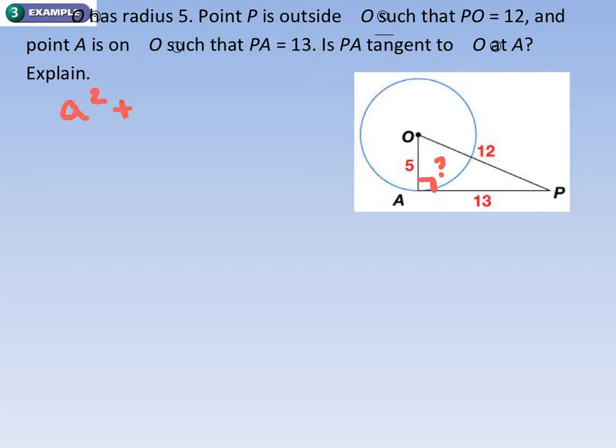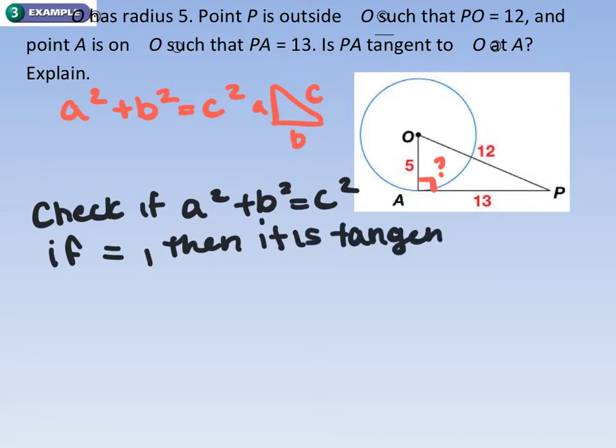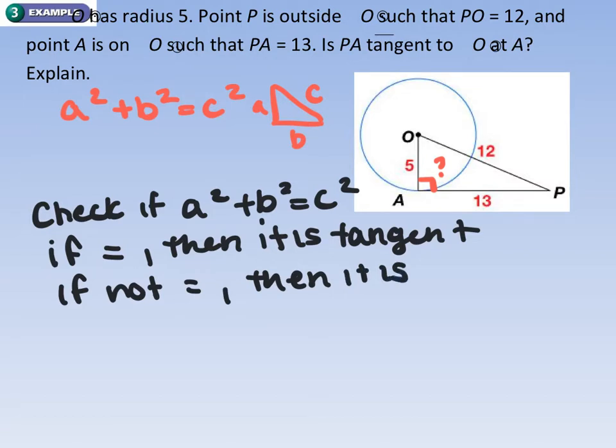we use the Pythagorean theorem. So a squared plus b squared equals c squared, where c is our hypotenuse and a and b are the legs. So in order to determine this, we're going to check if a squared plus b squared equals c squared. If it's equal, then it is tangent. If it's not equal, then it is not tangent.